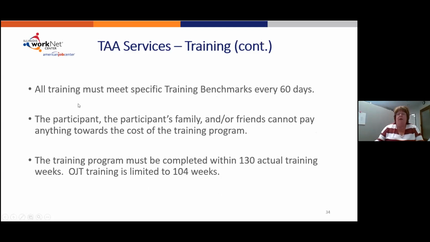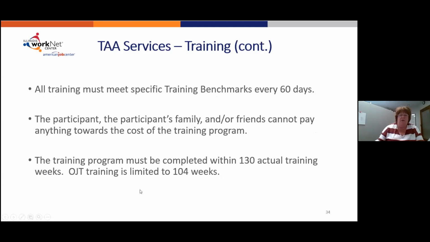And all training must meet specific training benchmarks every 60 days. We will cover all of those in later training. The participant's family and or friends cannot pay anything towards the cost of the training program. And the training program must be completed within 130 actual training weeks.